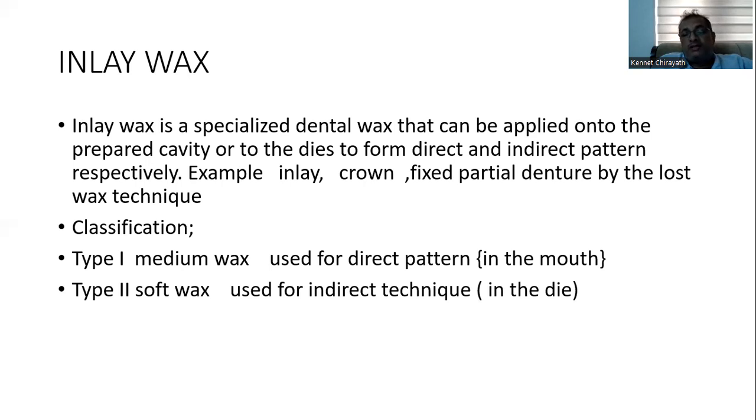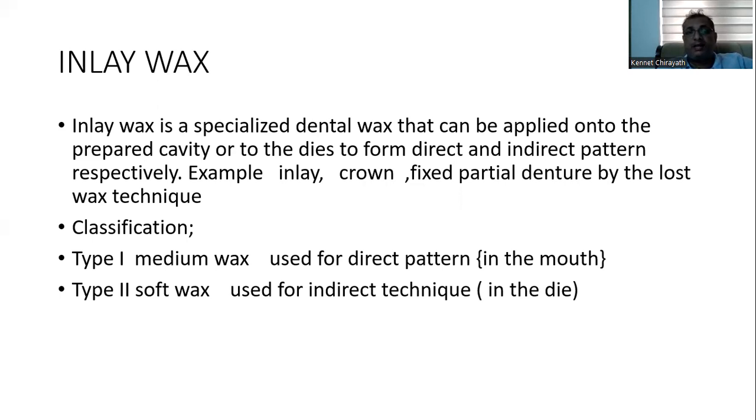Type 1 is a medium wax used for the direct pattern, and type 2 is a soft wax used for the indirect pattern. Direct pattern means the impression is taken directly from the prepared cavity in the oral cavity, whereas indirect means the impression is made, the cast is poured, and the pattern is made on the die.